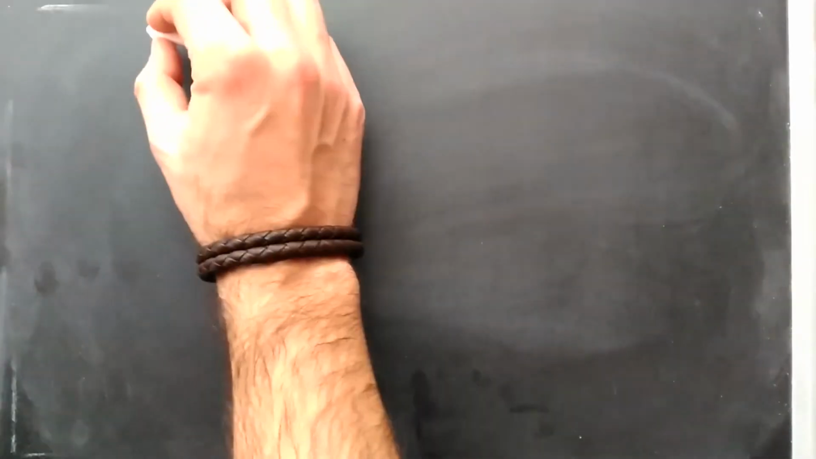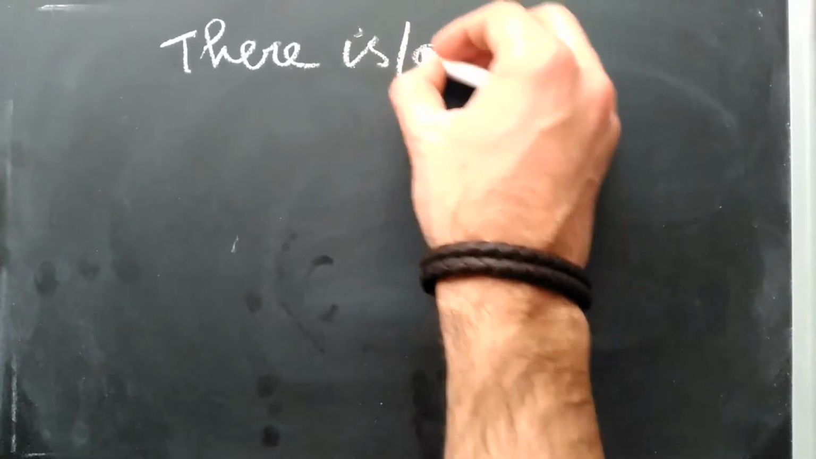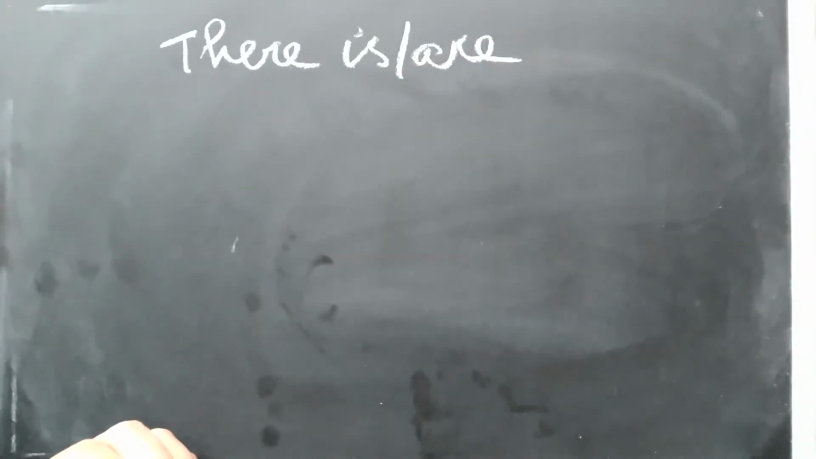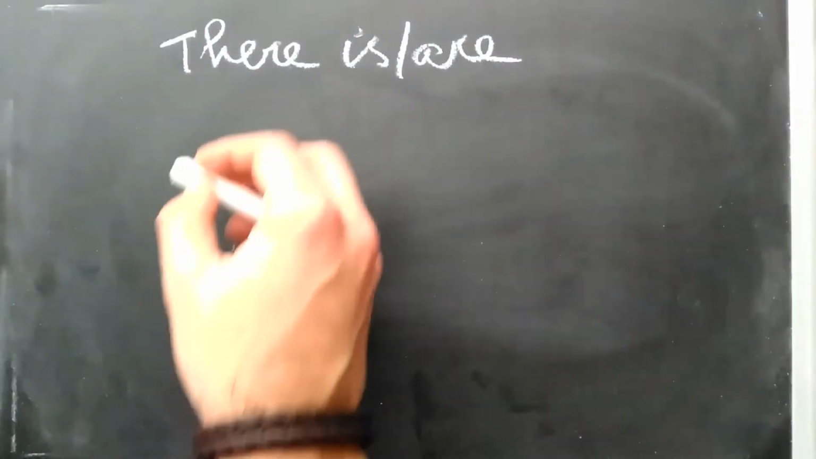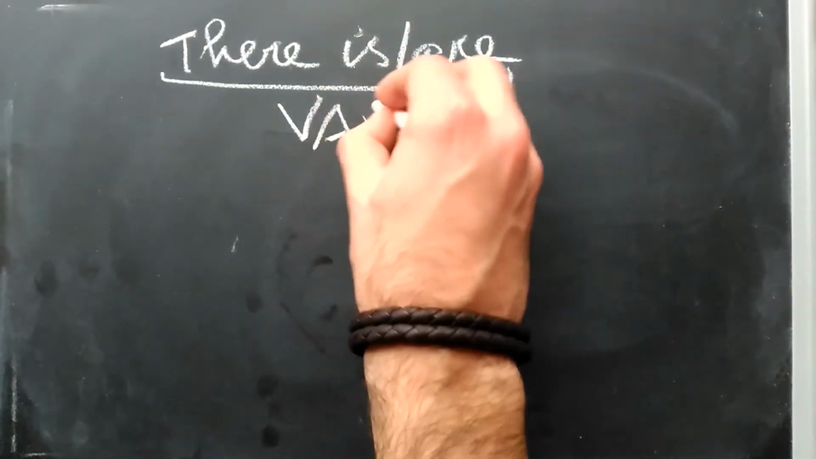Hello, in this lesson we're going to learn how to say there is and there are. In English there is the expression there is and there are. And in Turkish we only use one word for this, which is var.